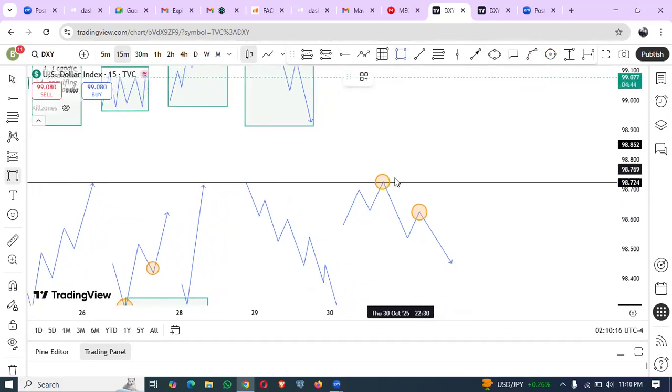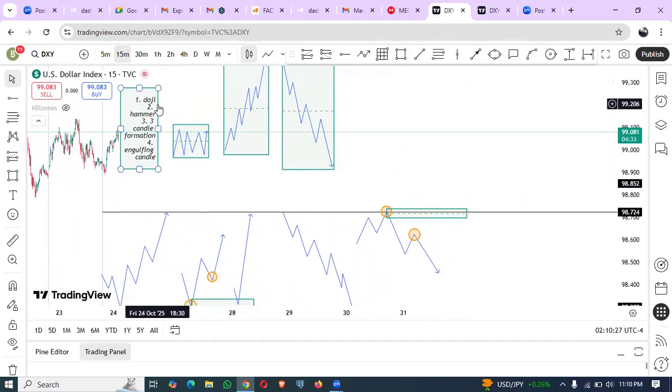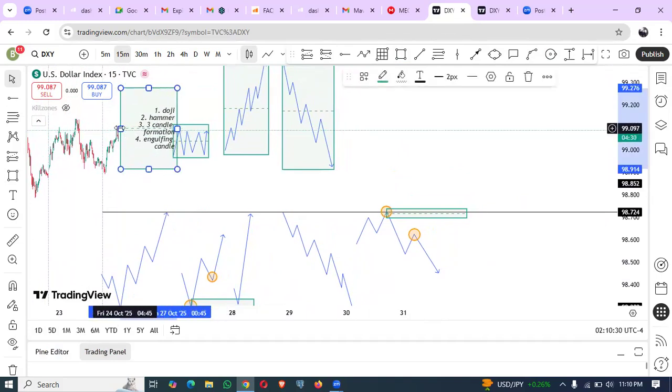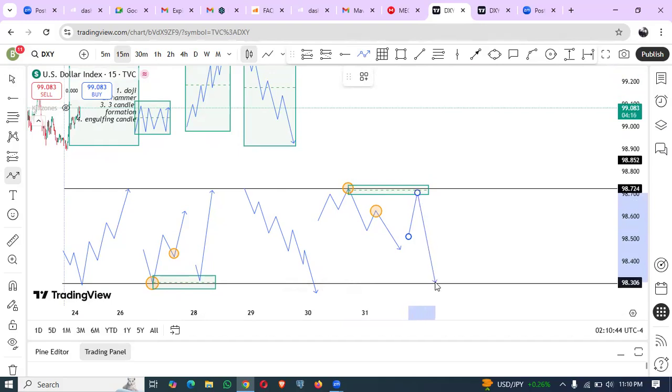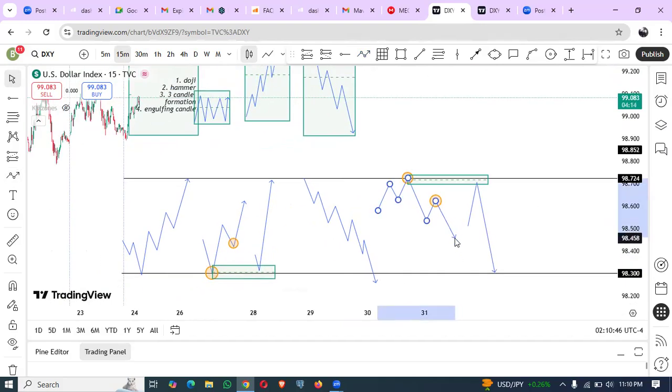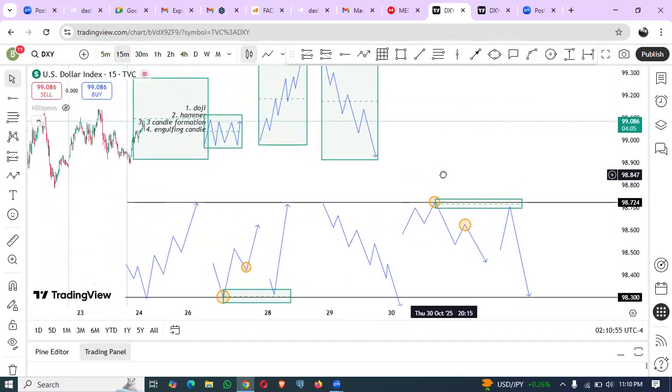What do you need to do? Always go for the extreme zone, then look out for either of those candles: the doji, the hammer, the three candle formation, or the engulfing candle. Once you've seen the first impulse, correction, impulse, you go to that extreme now. Place your sell limit there. You target the low. That's how you engage using what we have learnt already.